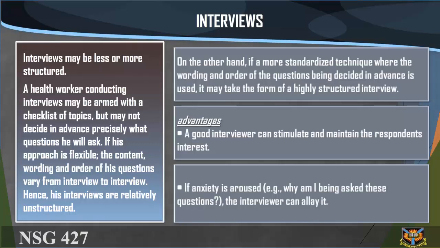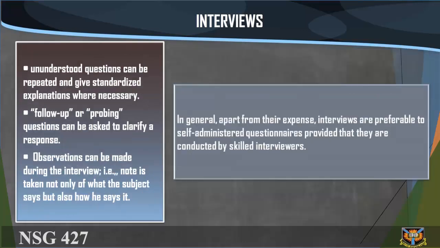Interviews have many advantages. 1. A good interviewer can stimulate and maintain the respondent's interest. 2. If anxiety is aroused, e.g., why am I being asked this question? The interviewer can allay it. 3. An interviewer can repeat questions which are not understood and give standardized explanation where necessary. 4. An interviewer can ask follow-up or probing questions to clarify a response.